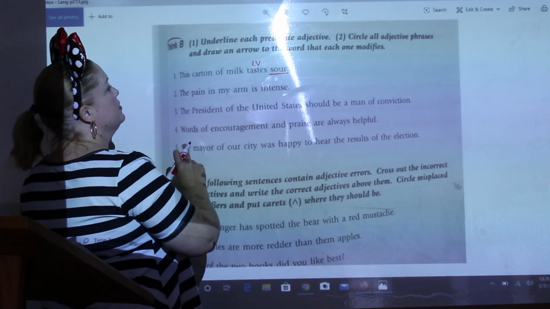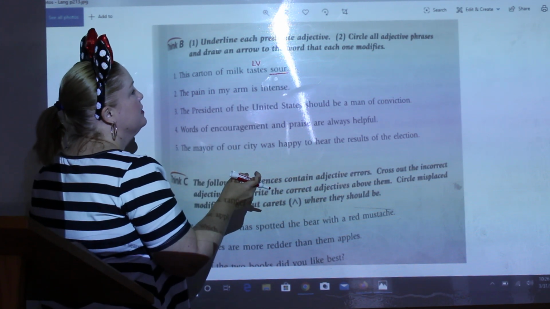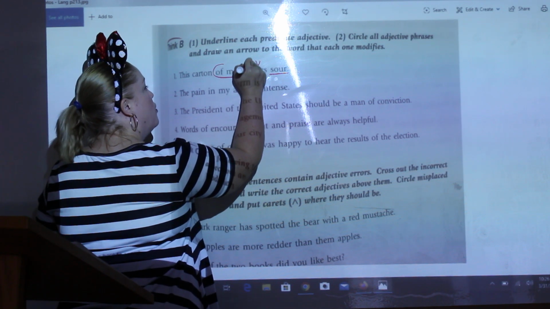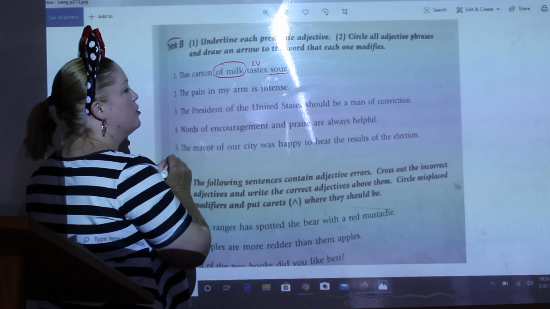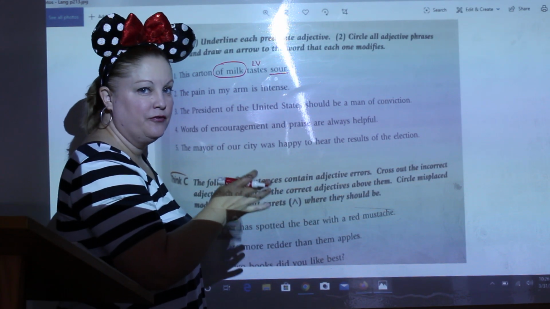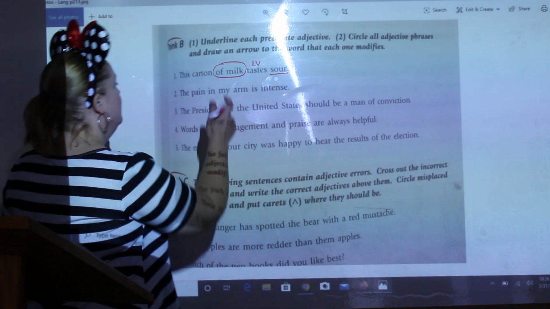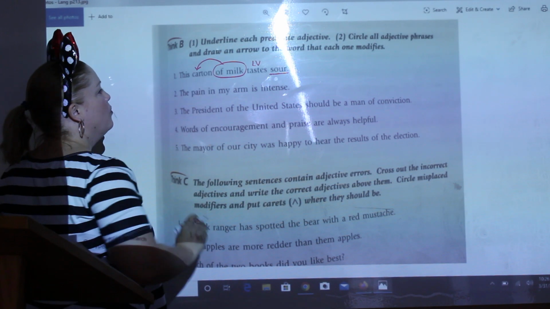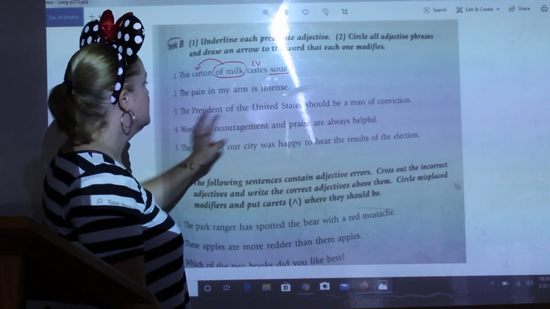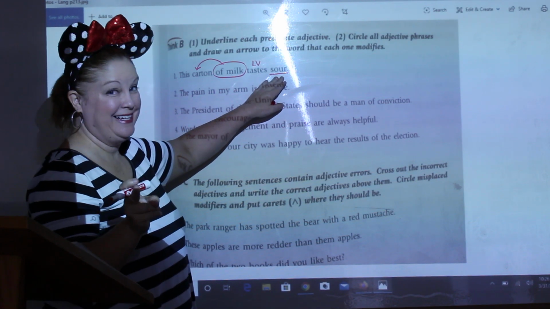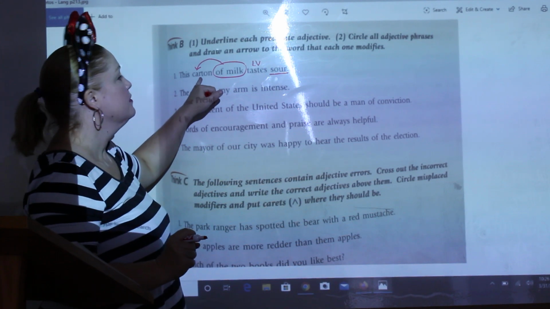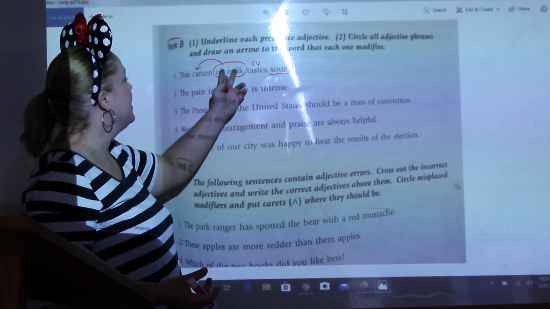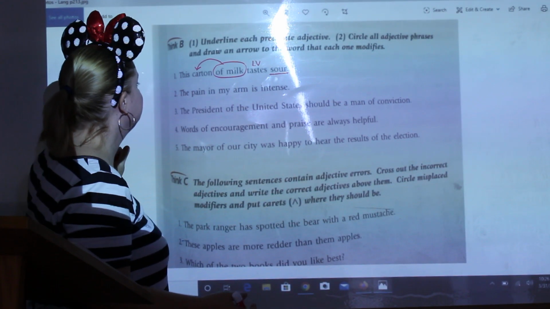Number 2, we're going to circle the adjective phrase, if there is one, and draw an arrow to the word. Well, look for prepositional phrases. Those are often adjective phrases. That's how they're functioning. And it's describing or modifying what kind of carton. So we've got a predicate adjective, modifying carton. Okay. And we've got a phrase of milk, modifying carton.